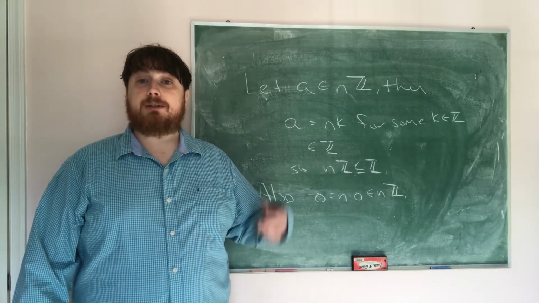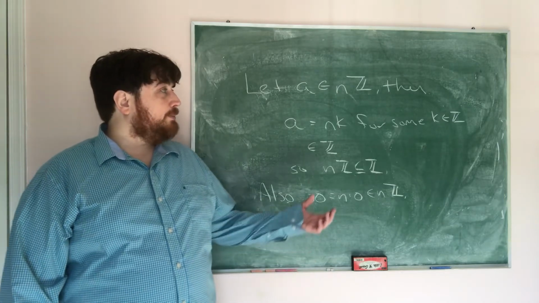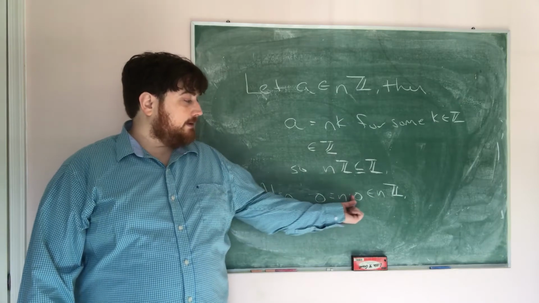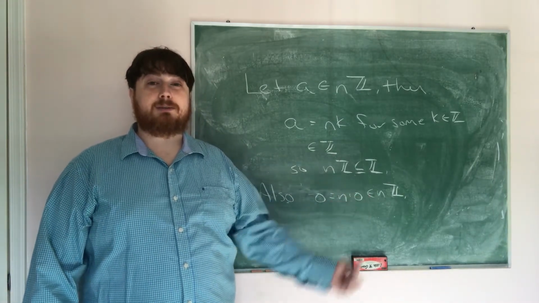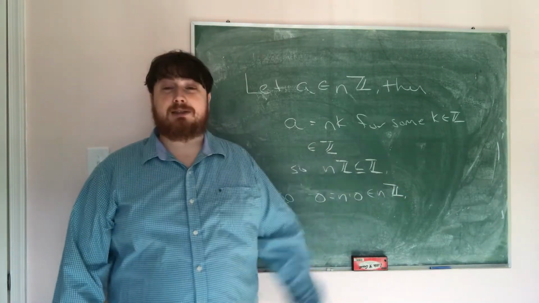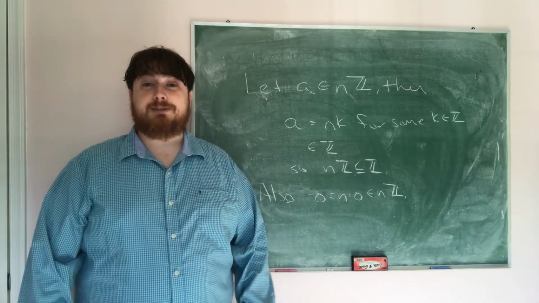Now the only thing left to check is that it's not empty. So let's pick some element, let's say 0. Notice that 0 is any integer times 0, so 0 is n times 0 for any integer n. Hence, 0 is in nZ. So we get that nZ is indeed a non-empty subset of Z.